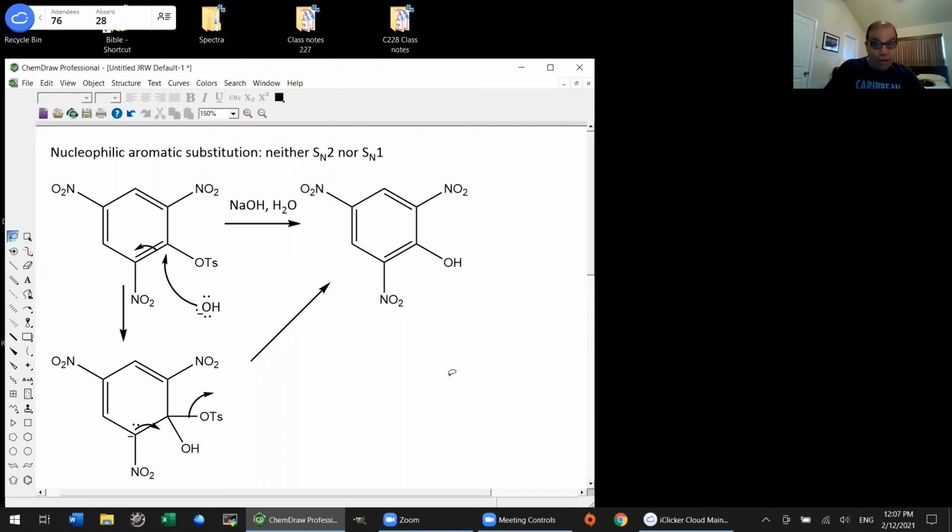So that's a typical nucleophilic aromatic substitution process. It goes through 2 steps. And again, this is neither SN2 nor SN1. This is something entirely different from both. Whereas SN2, you'll recall, is all 1 step. So an SN2 reaction would have the hydroxide come in, kick out the tosylate, and you're done. That does not happen. That's been experimentally determined not to be the case.